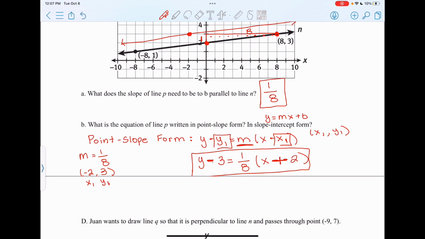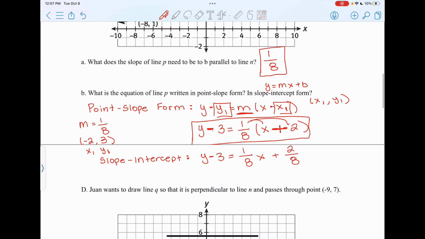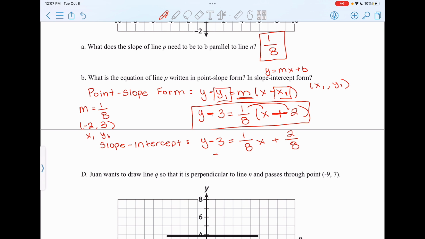Once you have point-slope form, we can find slope-intercept form by solving for y. What I'm going to do is I'm going to distribute. So I'm going to have y minus 3 equals 1 over 8x plus 1 over 8 times 2. Whenever you have a fraction multiplied by just a number, all you have to do is multiply the top number. So 1 times 2 is 2. This will be 2 over 8. And then in order to get y by itself, I just add 3 to both sides.